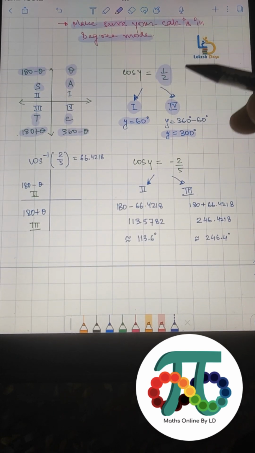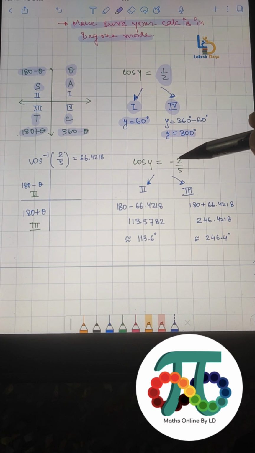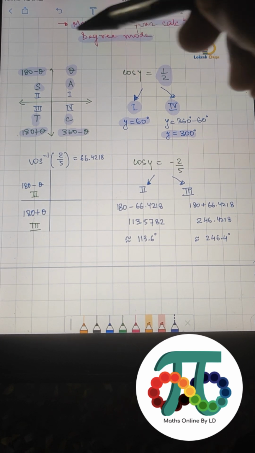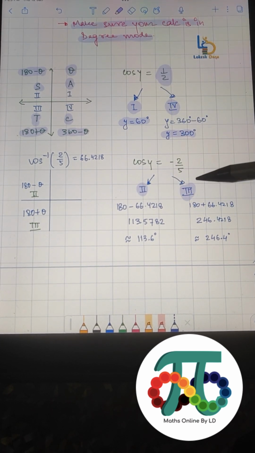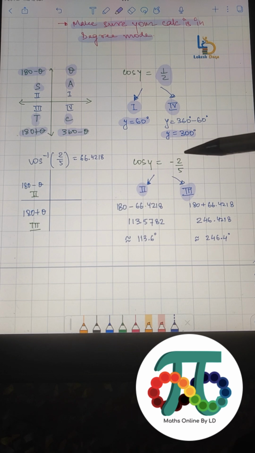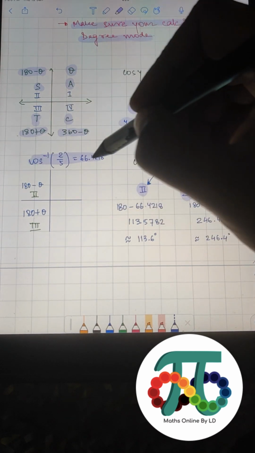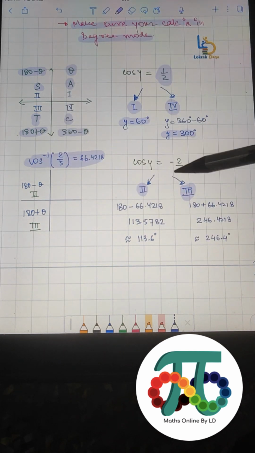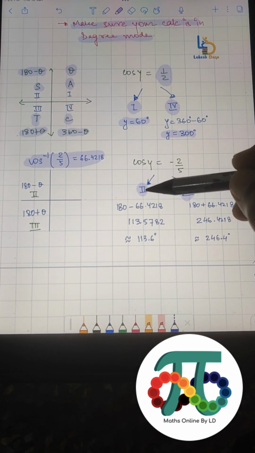Now over here cos y is negative 2 by 5. We know cos is negative in quadrant 2 and quadrant 3, so we need to get the values in quadrant 2 and 3. What we can do, and I always suggest this to my students, is that if there is a negative sign, solve for the positive one and get the value of theta, and for the negative value, figure out which quadrants it belongs to. So we know quadrants 2 and 3 belong to negative.